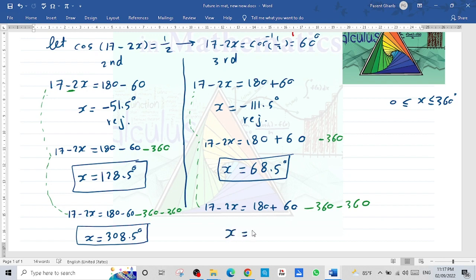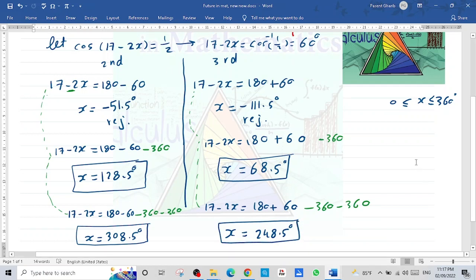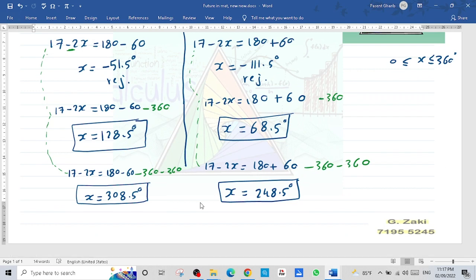The last value: 180 + 60 − 360 − 360 − 17 from the other side, the total divided by negative 2, the answer is 248.5 degrees. Also, this answer is acceptable. To be on the safe side, you can subtract 360 again, but you will get values outside the domain.